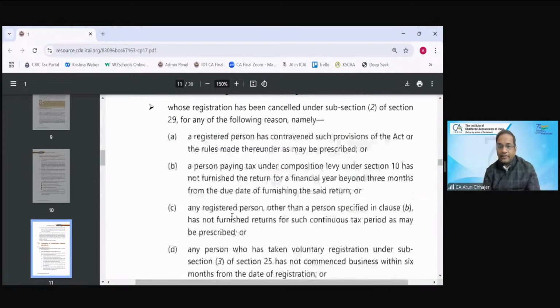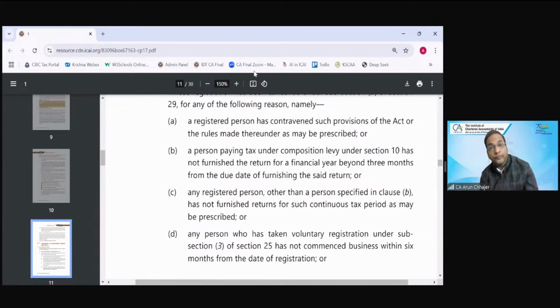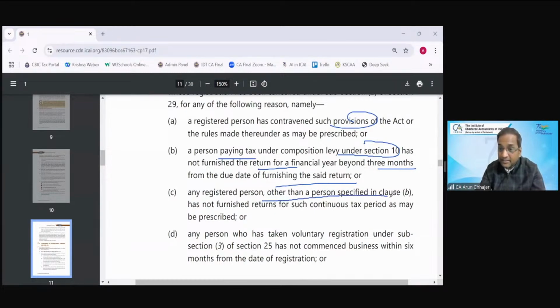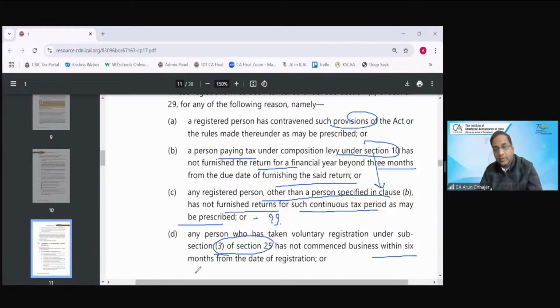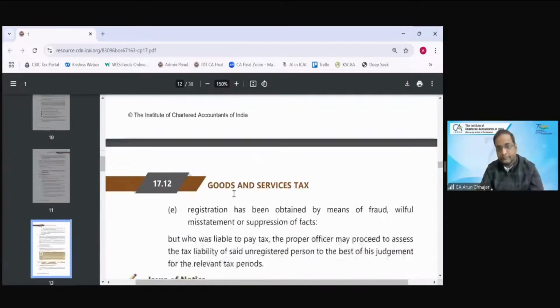by any of the following reasons. If you go to 29(2), you will find whatever the reasons. Registered person has contravened the provision. A person paying the tax under section 10 has not furnished the return beyond 3 months from the due date of furnishing of the said return. Registered person other than the person under section 10, so regular taxpayer, has not furnished the return for such continuous tax period as may be prescribed. For that you need to refer to the rule, जो आपको देखना है, and you have to tell me the answer tomorrow. If someone has taken the voluntary registration and not commenced the business within 6 months from the date of the registration. ठीक है.